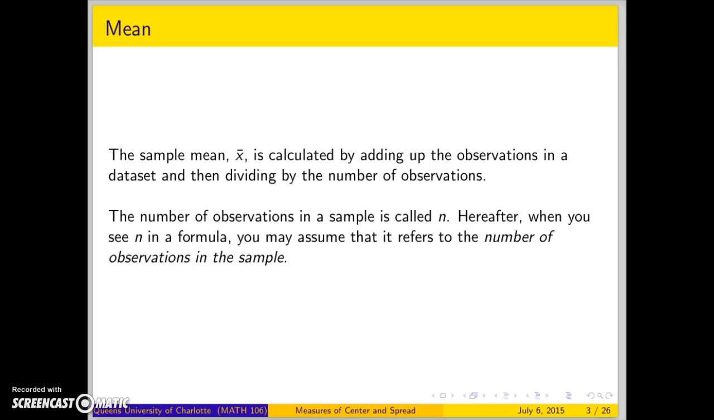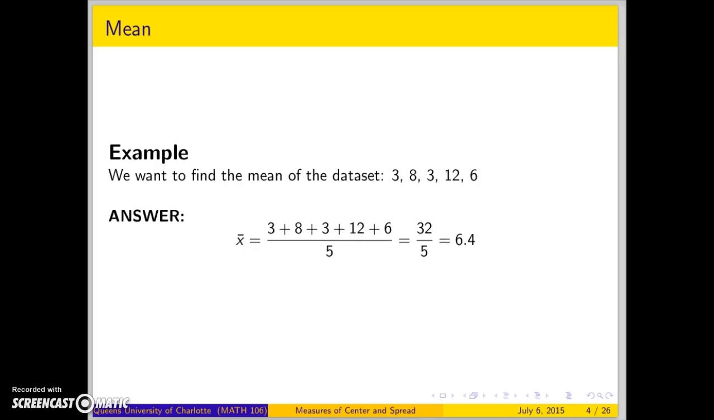So the sample mean we talked about before, and you guys know how to calculate this already. You just add up the observations in a data set and divide by the number of observations that there are. So for example, if you wanted to find the mean of this data set, you just add up the 5 values and you divide by 5 and you get 6.4.